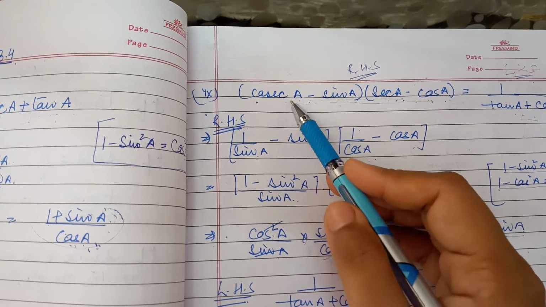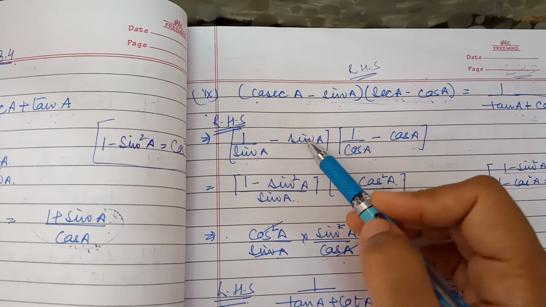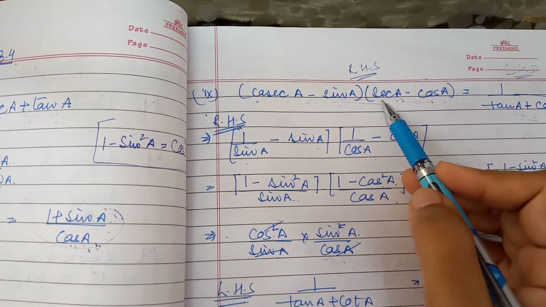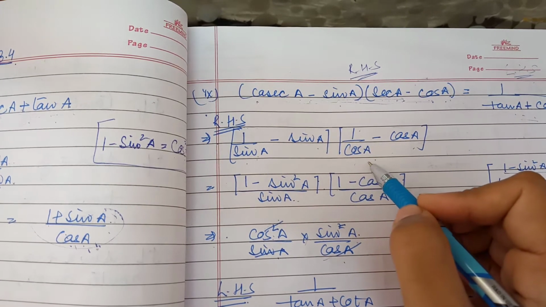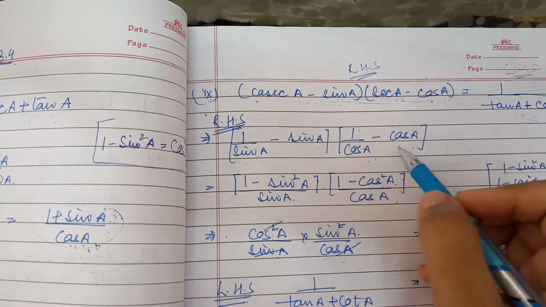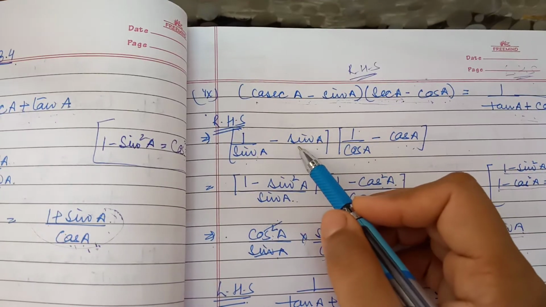In place of cosecant A, can I write down 1 upon sin A, as it is a reciprocal of sine? This sign will remain same. Now in the similar way, in place of secant A, can I write down 1 upon cos A? So minus cos A, it will remain same. Let's take the LCM. So what is the LCM there?